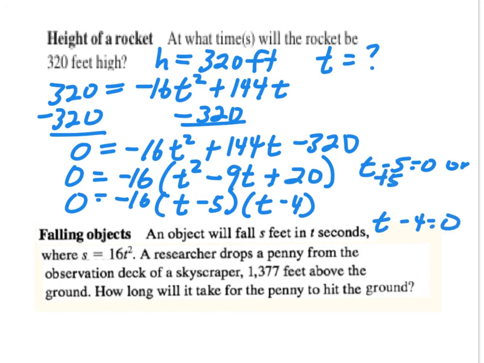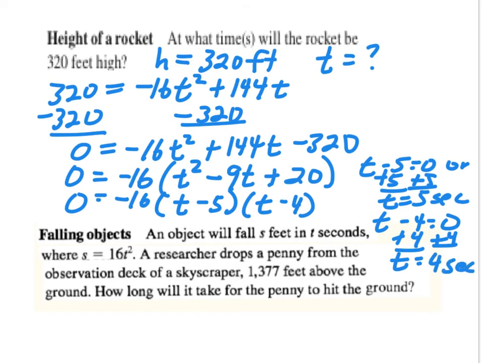So t minus 5 equals 0, or t minus 4 equals 0. So add 5, t equals 5 seconds, and that's actually on the way down. It would be at 320 feet. On the way up, it would be after 4 seconds. So these are my two answers right here. t equals 4 seconds on the way up and 5 seconds on the way down.